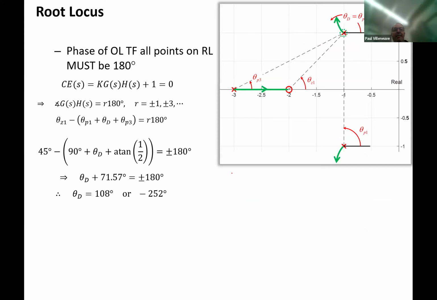We're going to calculate it by our characteristic equation. Again, it has to be 180. So our departure angle, which is theta D, has to be placed into that equation. So theta Z1 minus theta P1 plus theta D plus theta P3 has to equal r times 180 degrees. How do I calculate those angles? 45 degrees for theta Z1, minus 90 degrees for theta P1. Theta D is unknown. And then my last one is the inverse tangent of 1/2.